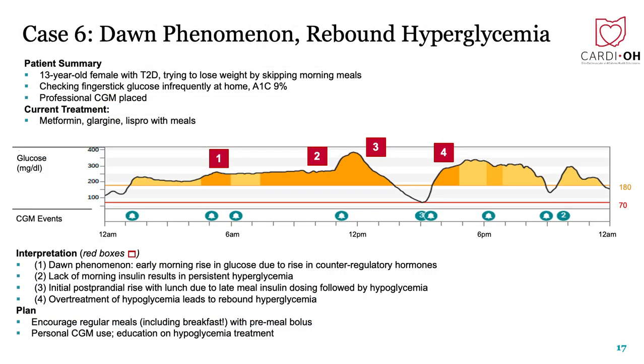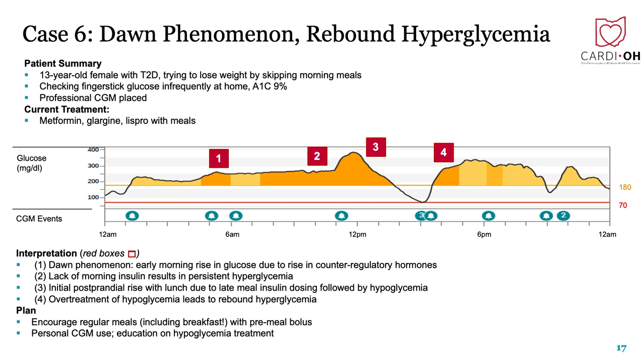This is actually a younger patient, an adolescent, who has been trying to lose weight by skipping meals, in particular that breakfast meal. The fingerstick glucose levels were infrequently being monitored, and a professional CGM was placed, and this is a device that is owned by the clinic and not the patient. The patient's current treatment is metformin, glargine, and Lispro with meals.